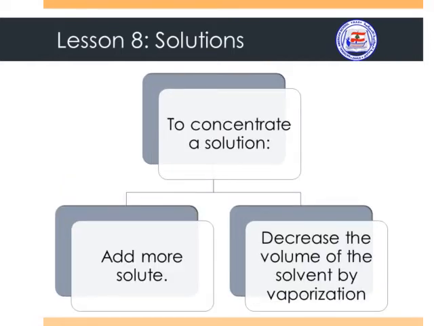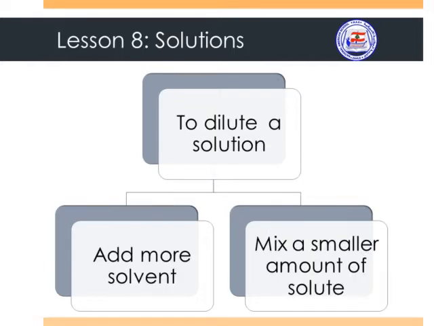We can change the concentration of a solution. We can make it more concentrated or more dilute. To concentrate a solution, we can do two things. First, we can add more solute, or we can decrease the volume of the solvent by vaporization. To dilute a solution, we can do the opposite. We can add more solvent or mix a smaller amount of solute.